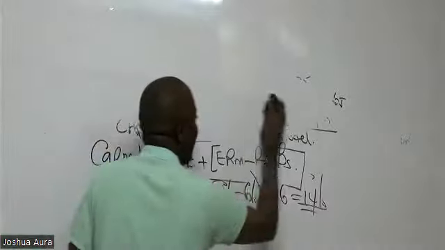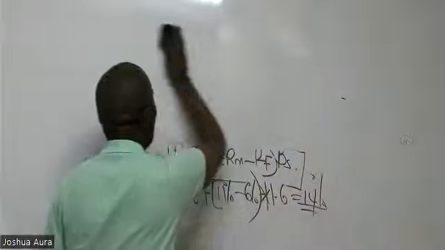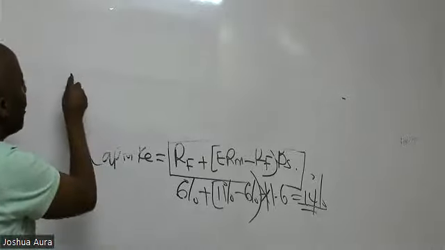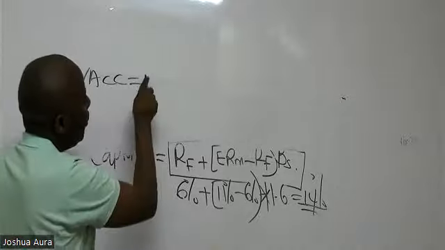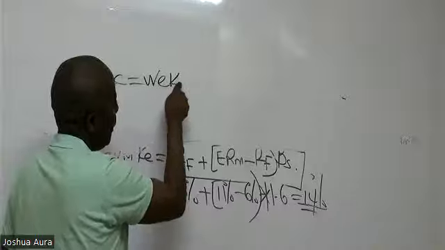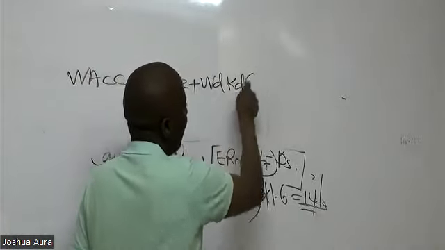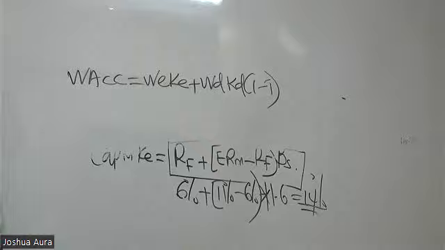Ladies and gentlemen, please come here. It's not lost on us what you're supposed to do in this question. What you're supposed to do is to get the famous Kt's. So Kt's, in this case, we know that it is weight of equity times cost of equity, plus weight of debt times cost of debt. But now this has to be adjusted for taxation.